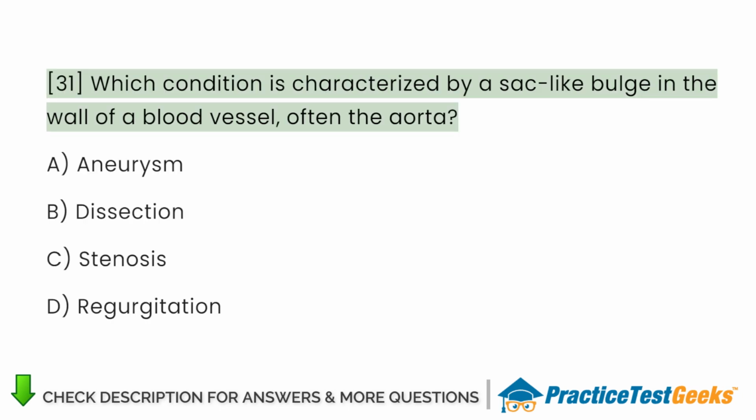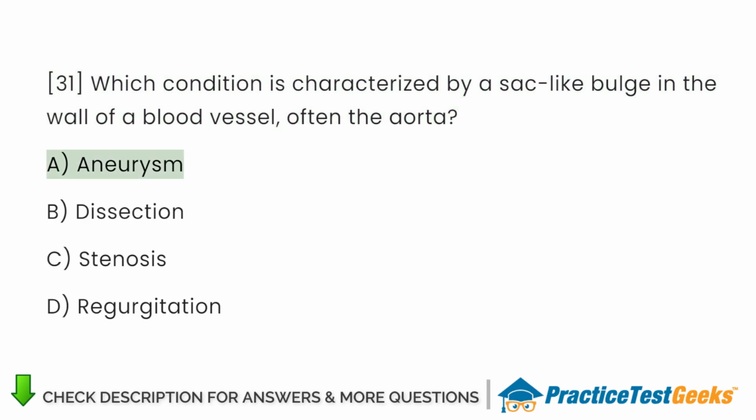Which condition is characterized by a sac-like bulge in the wall of a blood vessel, often the aorta? A. Aneurysm. B. Dissection. C. Stenosis. D. Regurgitation.